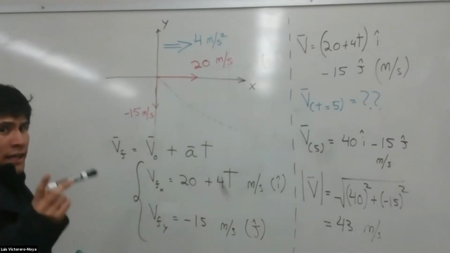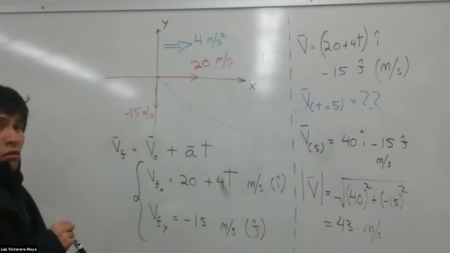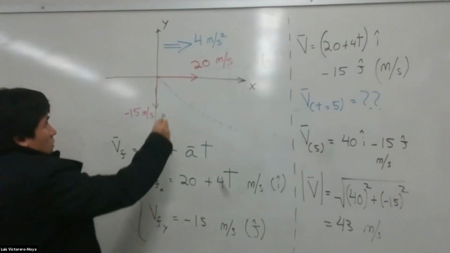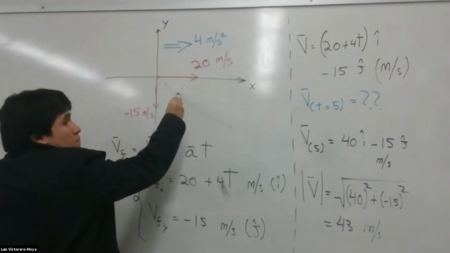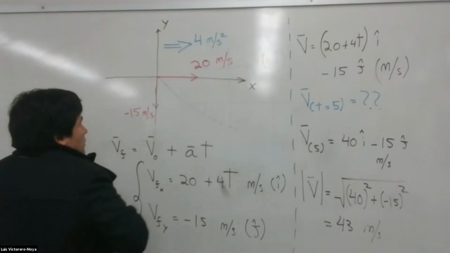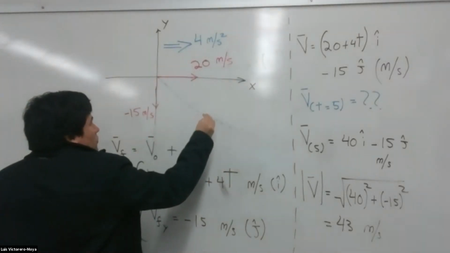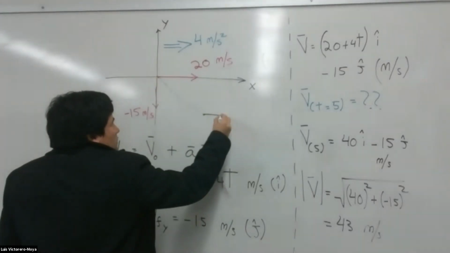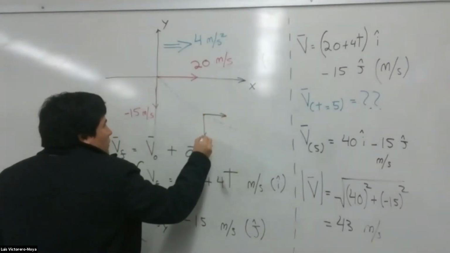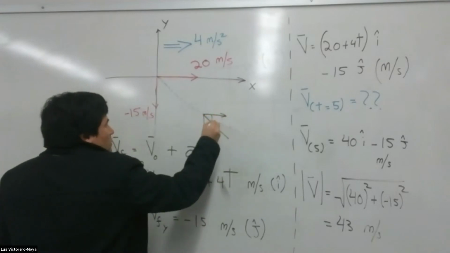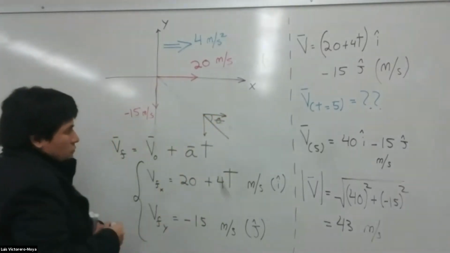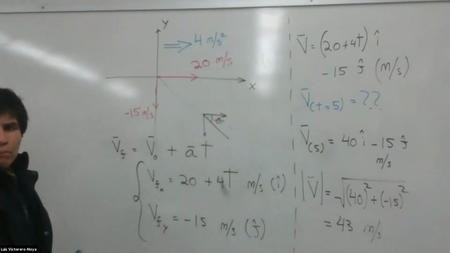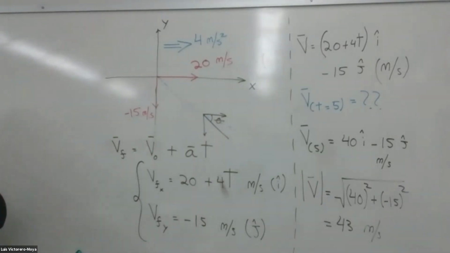After 5 seconds, I can find the angle at which the particle is moving with respect to the x-axis, right? At t equals 5, this is Vx, this is Vy. I can find this angle. How do I find that angle? This is space here.